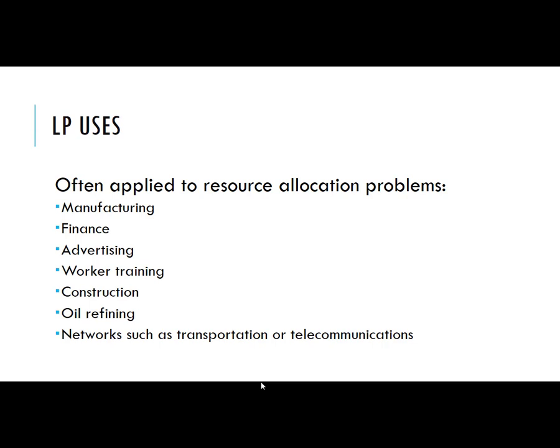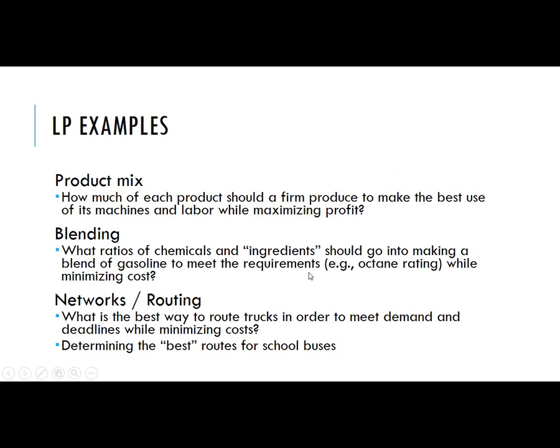So let's look at a couple other things. We can also look at examples and we can put them into classification. So humans love to do classification. Sometimes we might call a particular example a product mix example. And this is basically how much of each product the firm should produce to make the best use of its machines and labor while maximizing profit. And so we will look at a couple of those problems because they're relatively straightforward and something that you should be able to get your head around without too much difficulty.